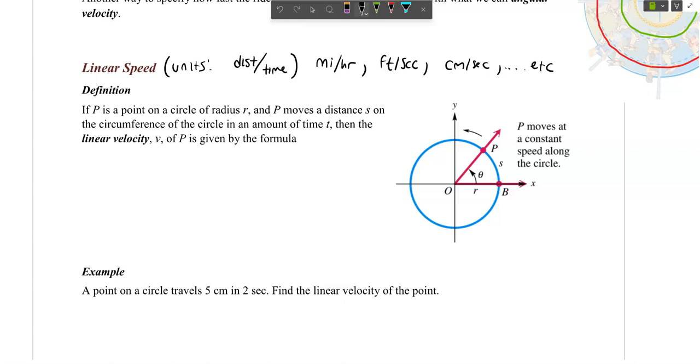Okay. So the idea is that if P is a point on a circle with a radius r, and P moves some distance, which we can calculate now that we know what arc length is, then we can find the linear velocity using the classic formula distance equals rate times time. But I'm going to move this around a little bit. I'm going to divide by time on both sides. So distance divided by time is your rate. Rate is another word for velocity.